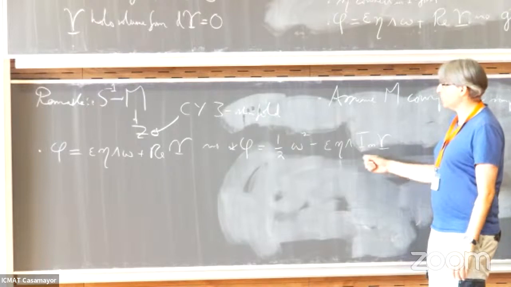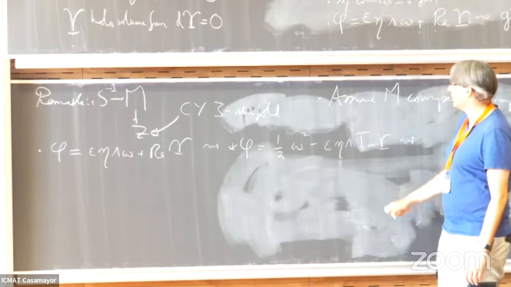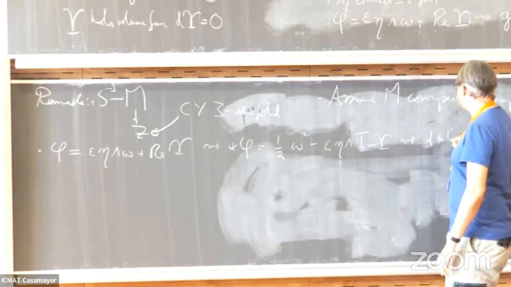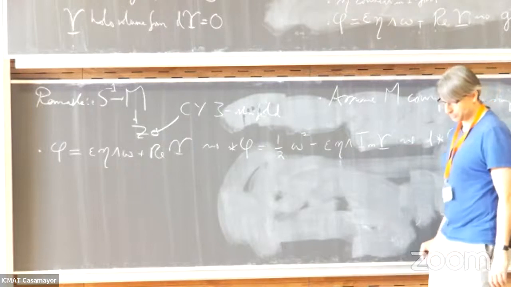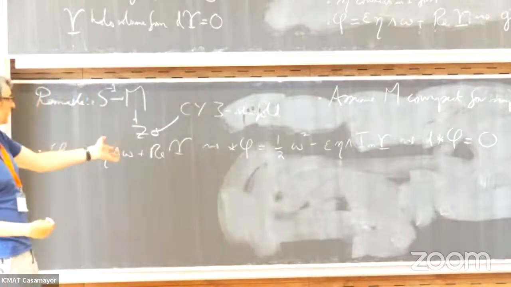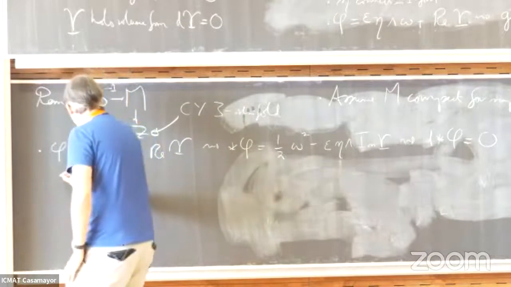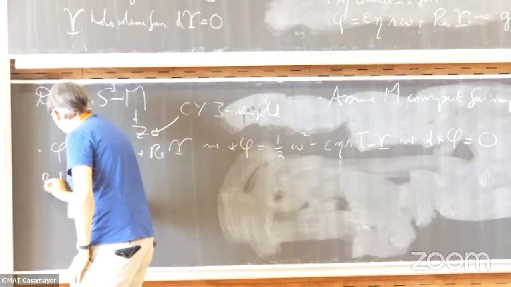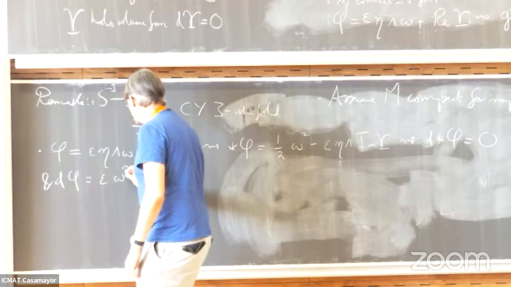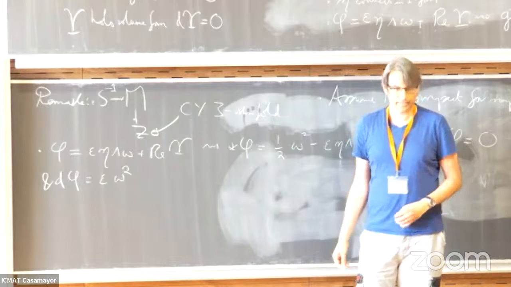So why have I bothered to do that? What you notice is, because omega is closed, epsilon is closed, and d eta is little omega, if I take the derivative of star phi, I get 0. So this is what's called a co-closed G2 structure, for the obvious reason that it's co-closed. If we take d of phi, it's not 0, it's epsilon times omega squared. So in particular, omega squared is exact.